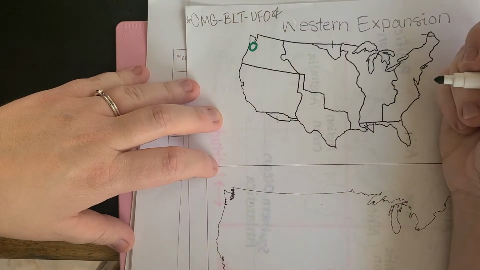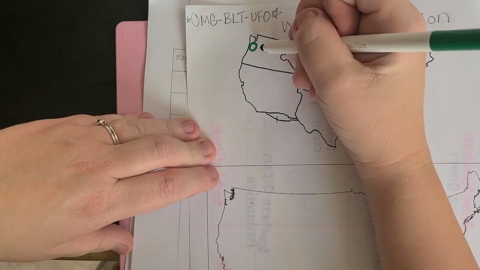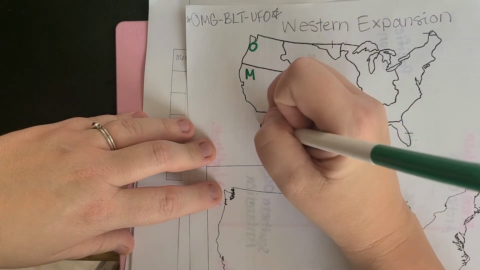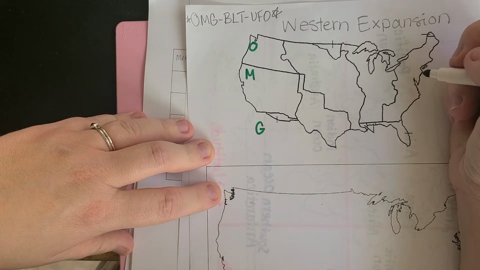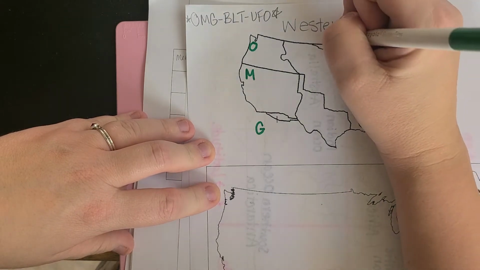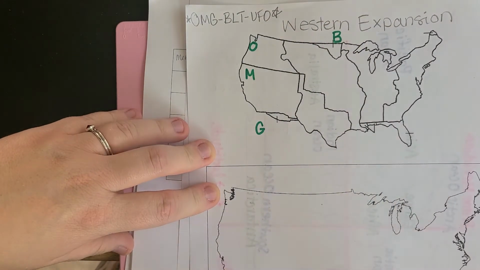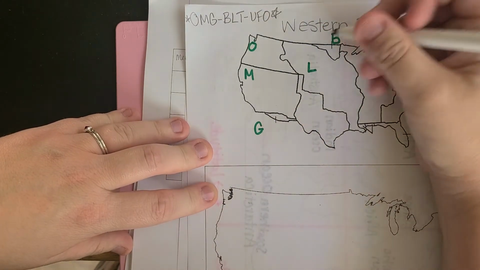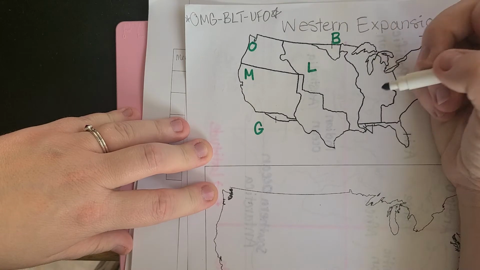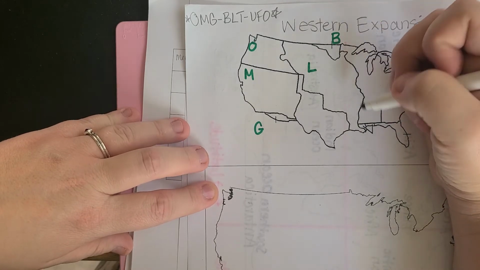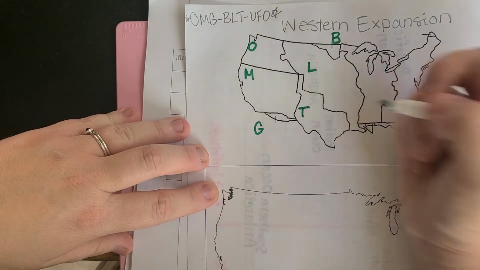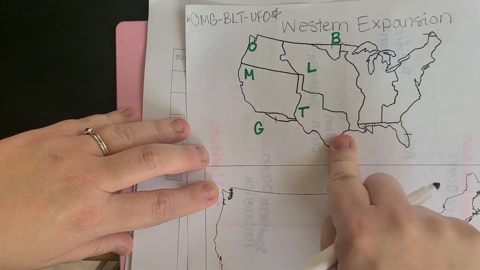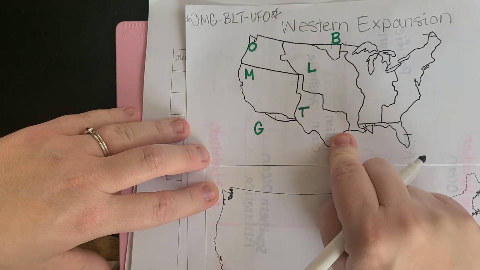This right here is the Oregon Territory, so that's our O. M is the Mexican Cession. G is the Gadsden Purchase. This right here is B, and that's for British territory. We have an L right here for the Louisiana Territory. Good job. And then this, I hope you know, is Texas. That's the Texas Annexation from 1845.